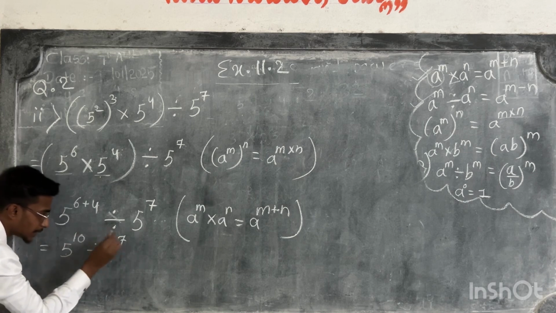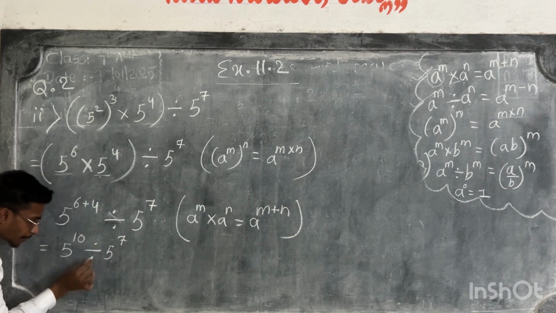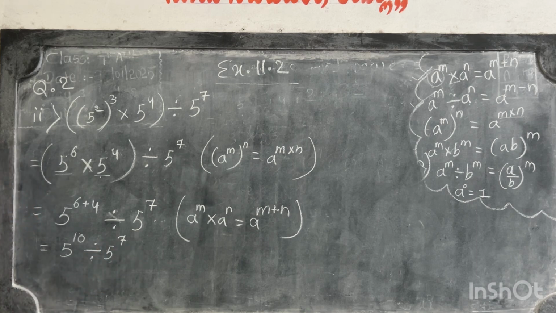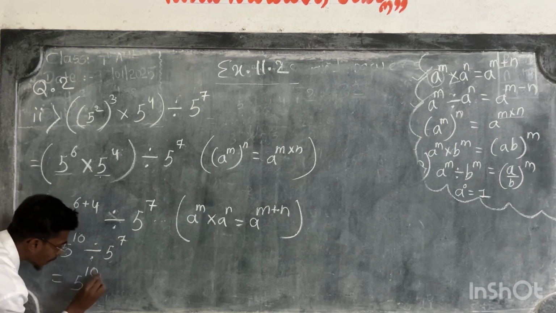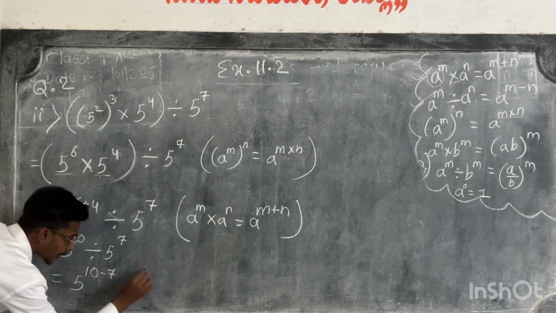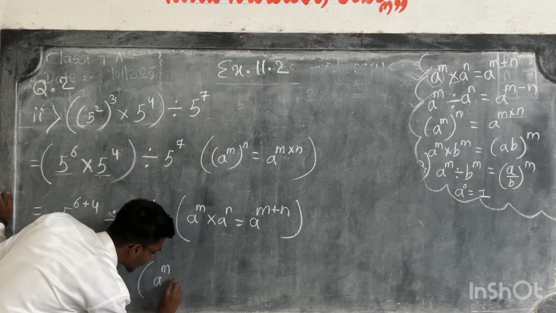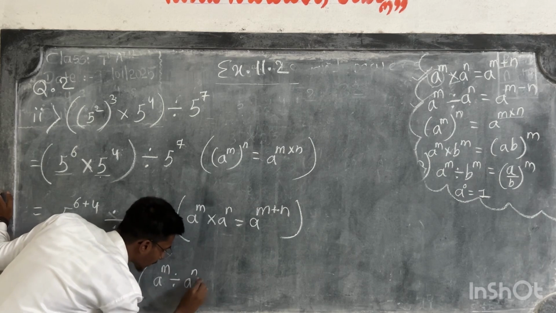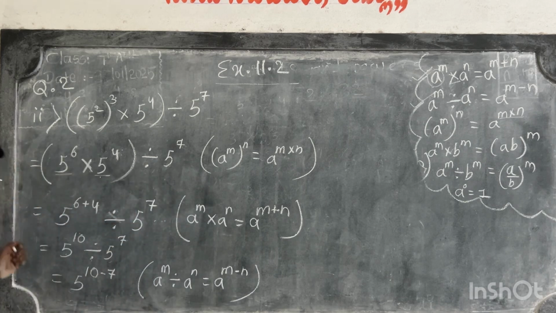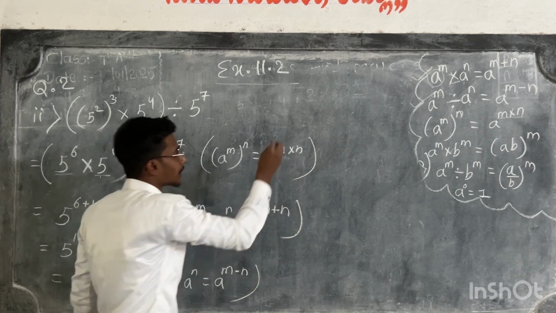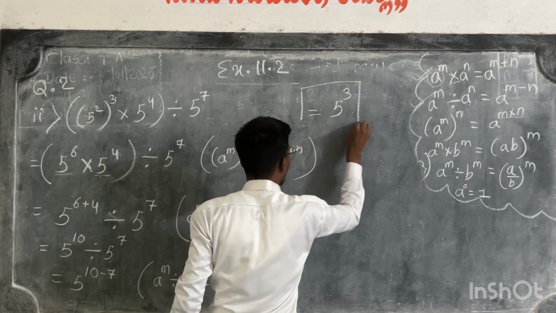Base is same, power is different and both are in division: a to the power m divided by a to the power n. Now you have to subtract the powers here, that is 10 minus 7. Write the identity which you use here: a to the power m divided by a to the power n is a to the power m minus n. 10 minus 7 is 3, that means 5 to the power 3. This is our required answer.